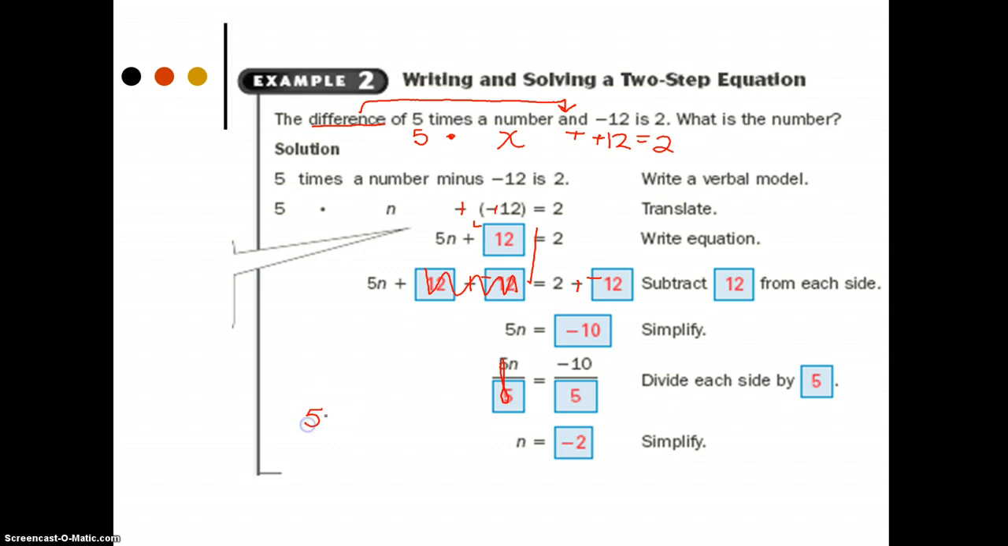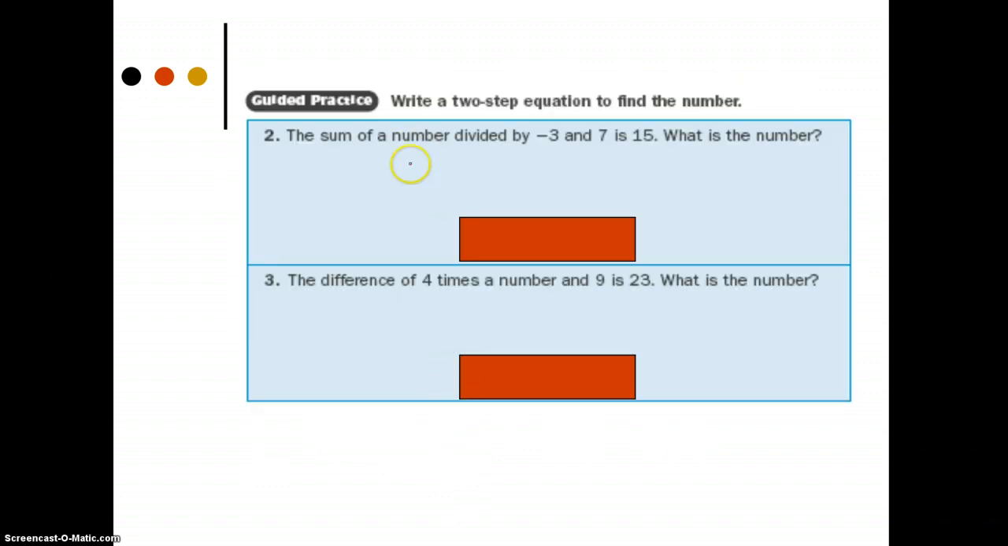Remember to check your work. Make sure that you are correct. Negative 10 plus 12 does equal 2, so it checks. Go ahead and translate this two-step equation and then find the number. Pause the video. Here's sum.